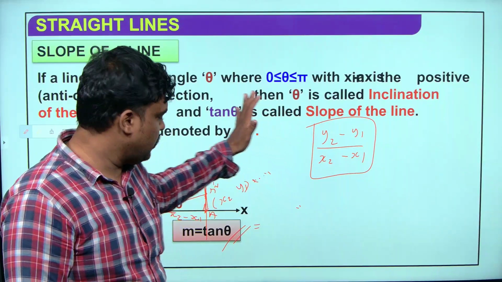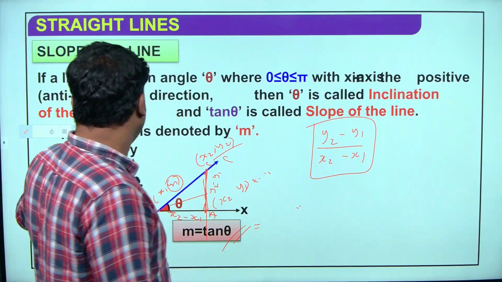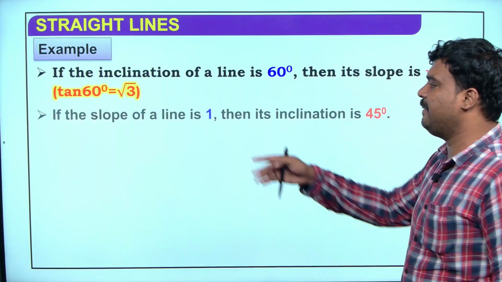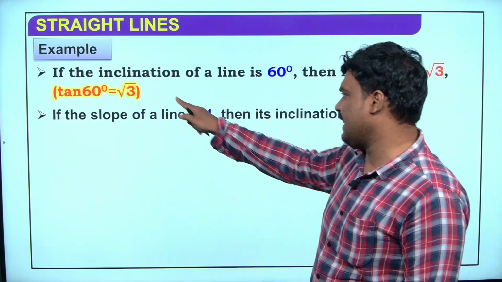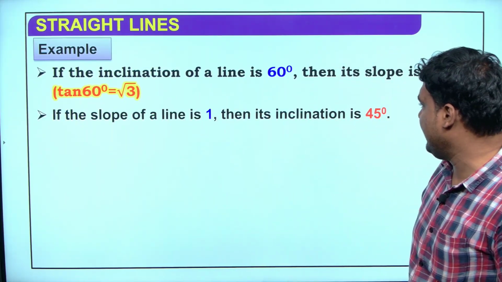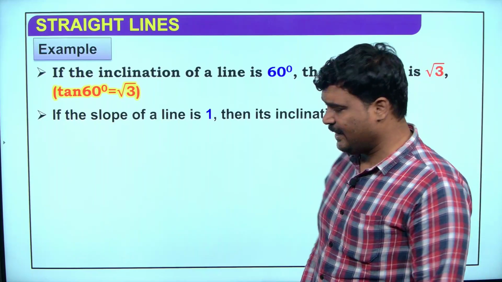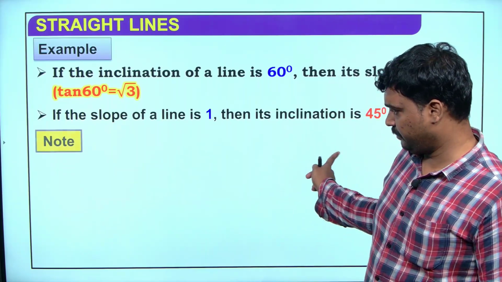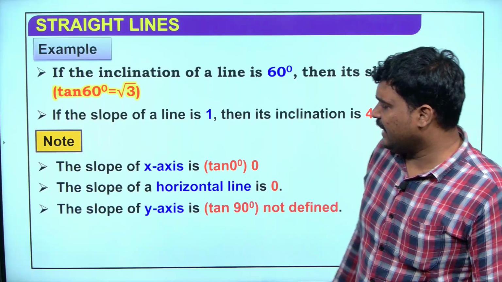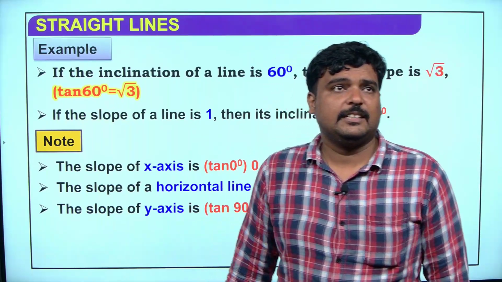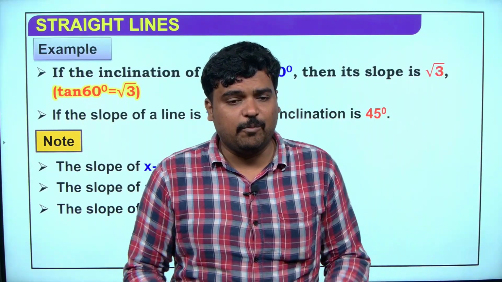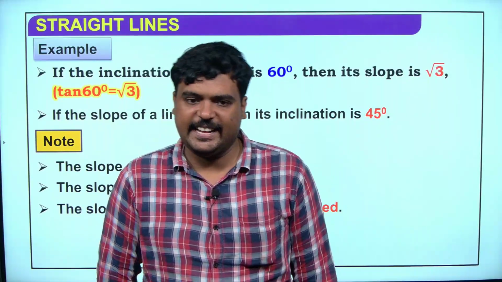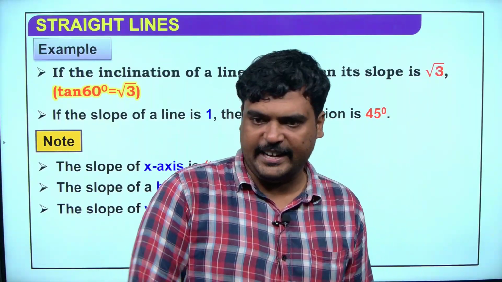Okay, shall I go to the next one? Good. So next, straight lines. They are going to give some examples. They are saying if the inclination of the line is 60 degree, then the slope is root 3, right? Yes or no, guys? If the slope of the line is 1, then what of tan will give you 1? 45 degree, right? So the inclination will be 45 degree.